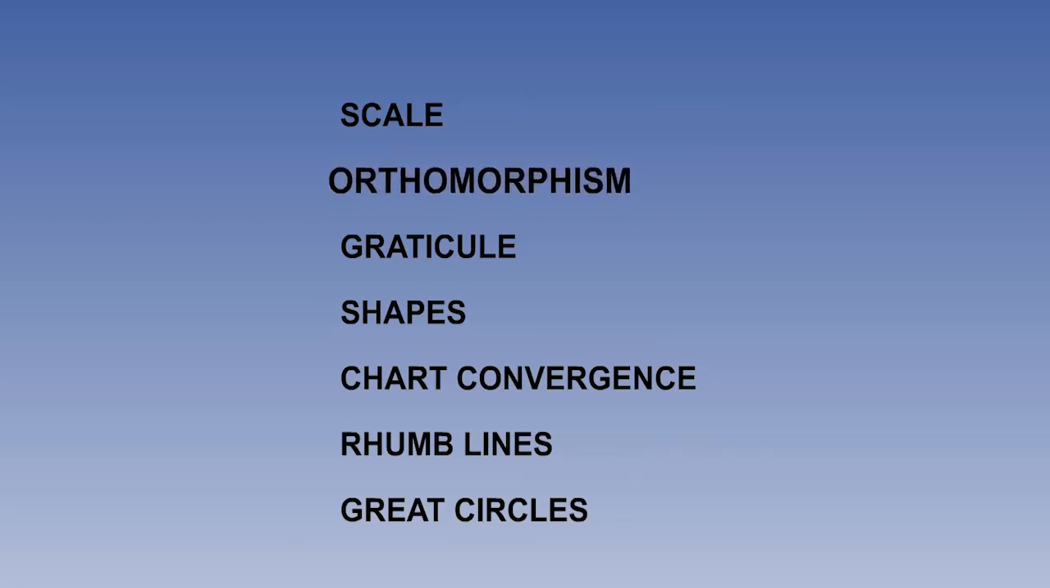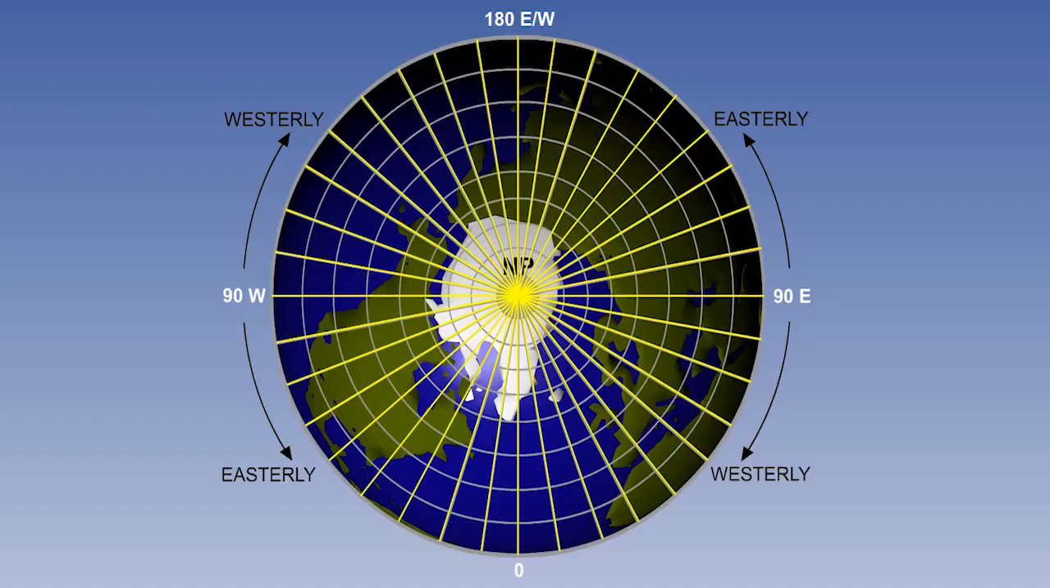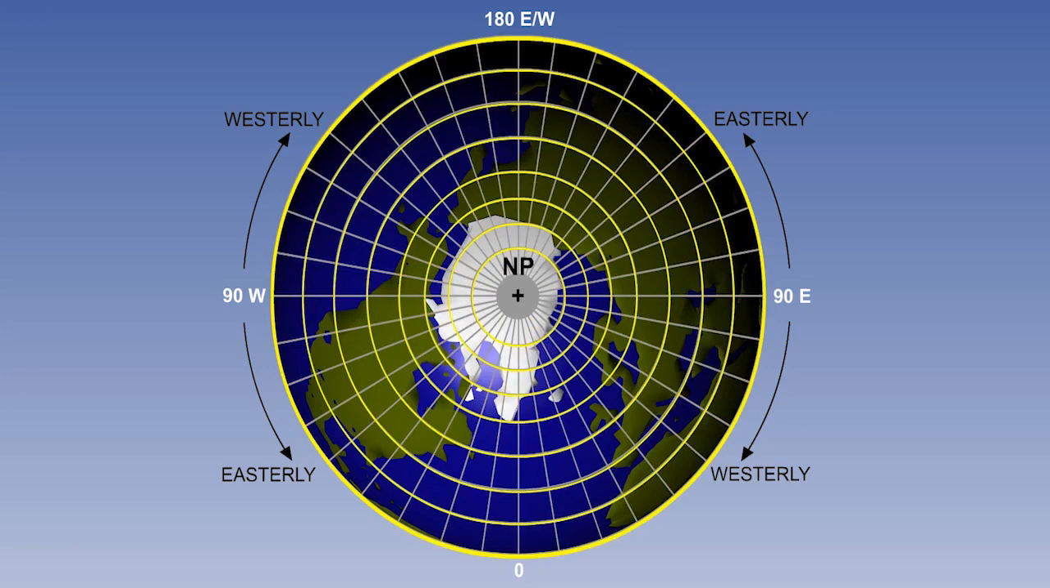This projection is orthomorphic. Meridians are straight lines originating from the pole. Parallels of latitude are circles centered at the pole. The expansion is at the same rate in any direction from a point.